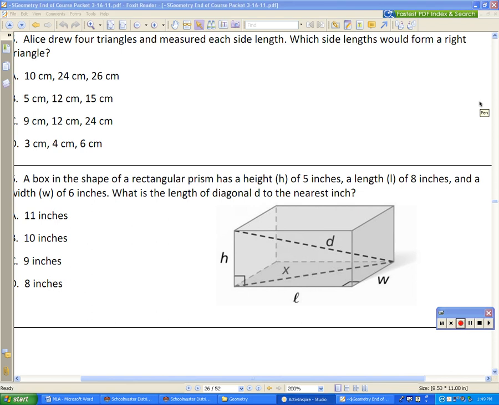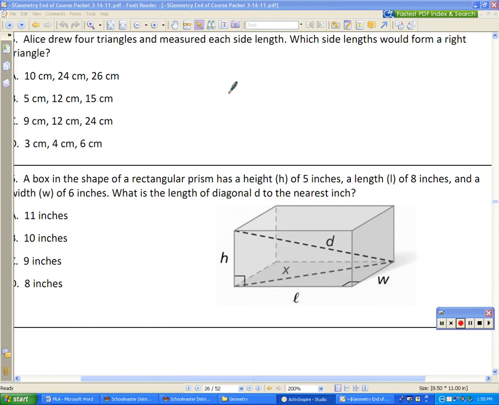Okay, Alice drew 4 triangles and measured each side length because Alice knows how to have a good time. Which side lengths would form a right triangle? Anybody know? Is it 5, 12? No, what? 9, 12, 24. So you're going to say 9 squared plus 12 squared equals 24 squared.